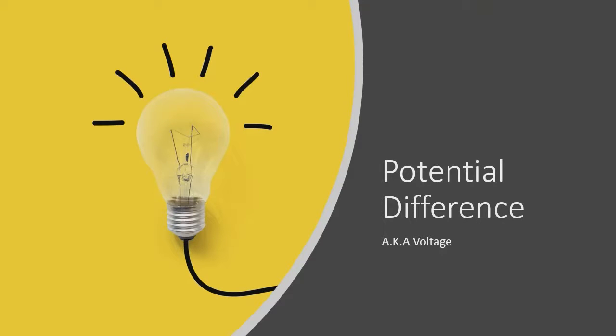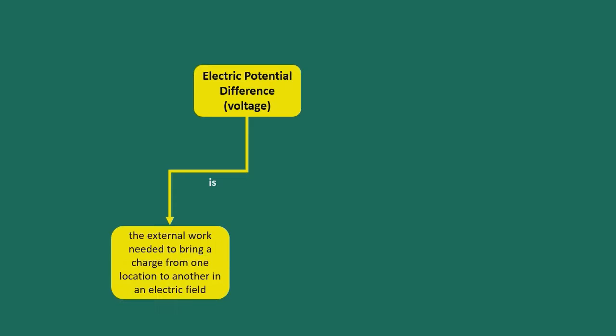So our next lesson for electricity will be about potential and capacitance. Electric potential difference. Another name for this is voltage. This is actually the external work that is required to bring or carry a charge from one location to another location in an electric field. And we have already discussed electric field in the previous lesson.